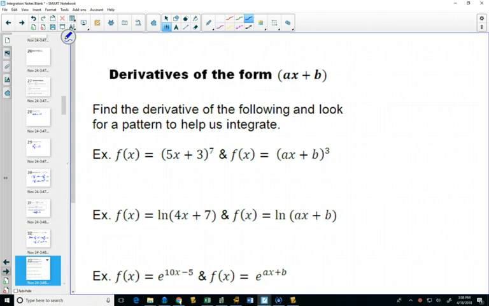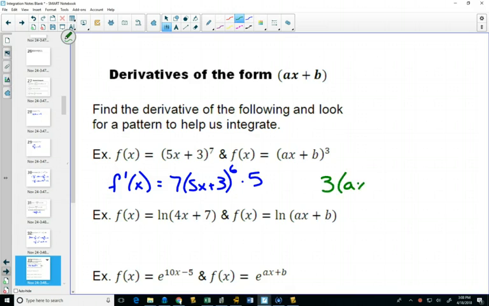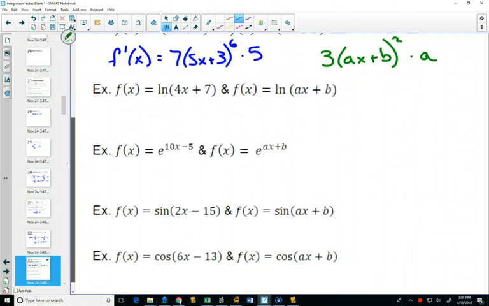Awesome. Okay. Our next stage is looking at derivatives of the form ax plus b, so we can do integrals of the form ax plus b. So what happens if you were going to find f prime of x here? 7, 5x plus 3 to the 6, times by 5. And so if you had ax plus b cubed, the derivative would be 3 times ax plus b squared times a.